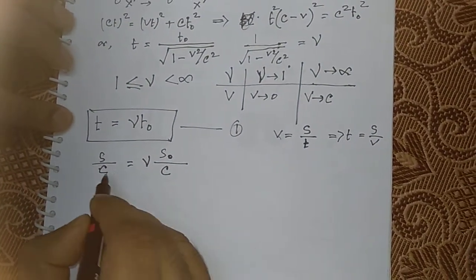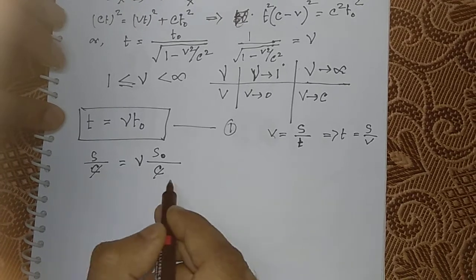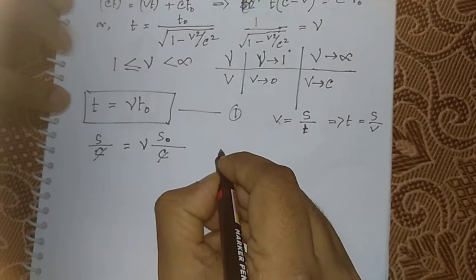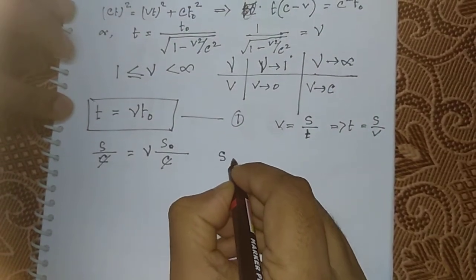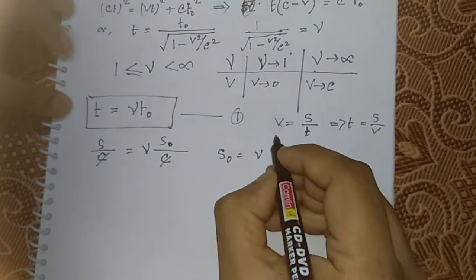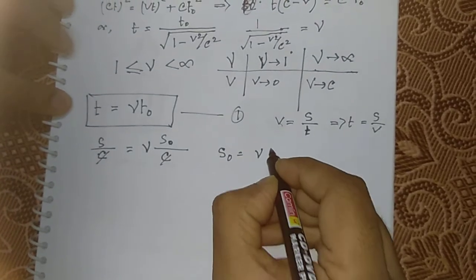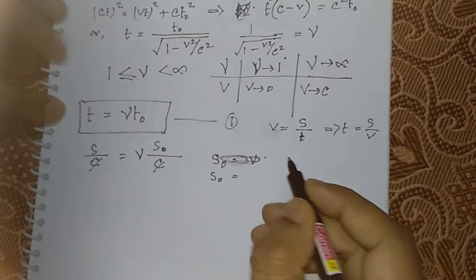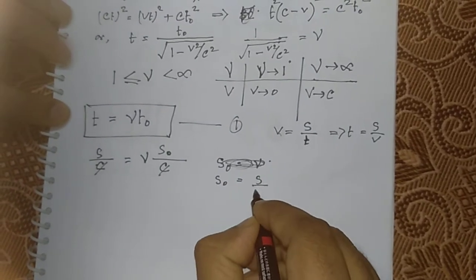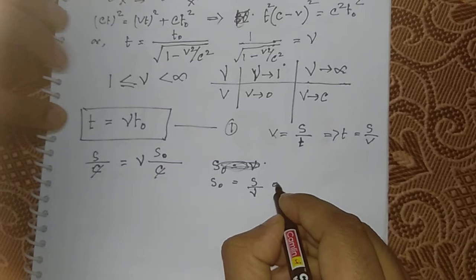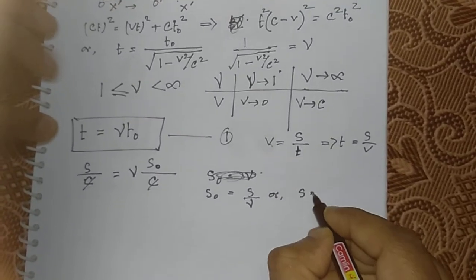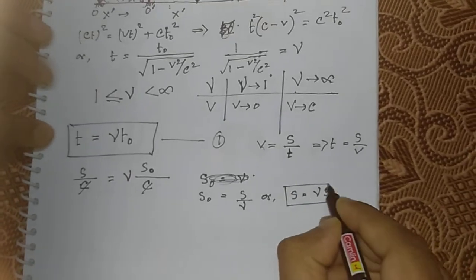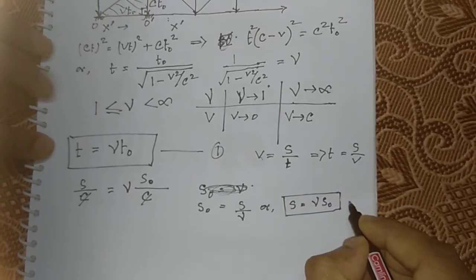Now we can cancel out this term because c cancels from each side. Then we have another equation: s0 is equal to s divided by gamma, or we can write s is equal to gamma times s0. So this is our length contraction equation.